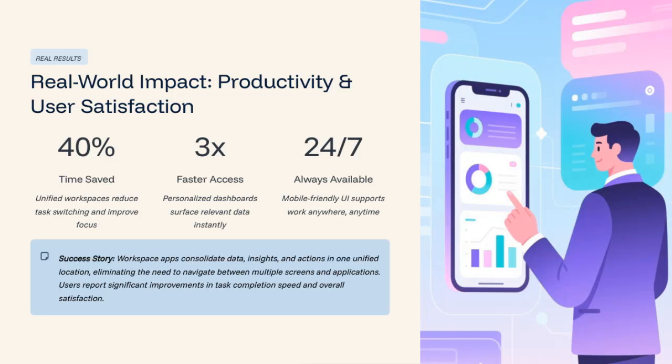Let's take a look at this success story. Workspace apps have really transformed how we work by consolidating data, insights, and actions into a single unified location. This means that instead of juggling multiple screens and switching between different applications, users can access everything they need in one place. As a result, we've seen significant improvements in how quickly tasks are completed and in overall user satisfaction.